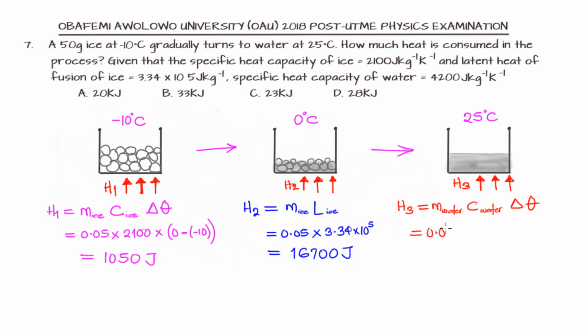So the mass of water is also going to be the mass of the ice because it's still the same substance we are talking about. It's just a transition in state. So we have 0.05 times 4,200 times the change in temperature, now is 25 minus 0. So that will be 25.